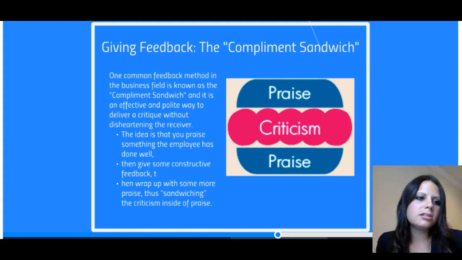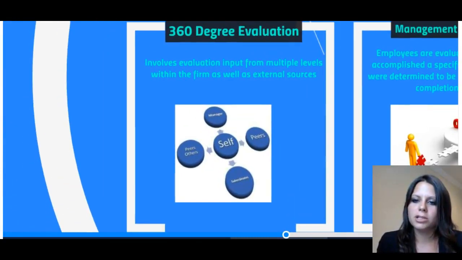That way, when there is a situation where you do need to be more constructive, they're not feeling like you're just focusing on what they're doing wrong and feeling attacked. It also gives your employees the opportunity to know that they should reinforce what they're doing and continue doing it by giving them that positive feedback too.